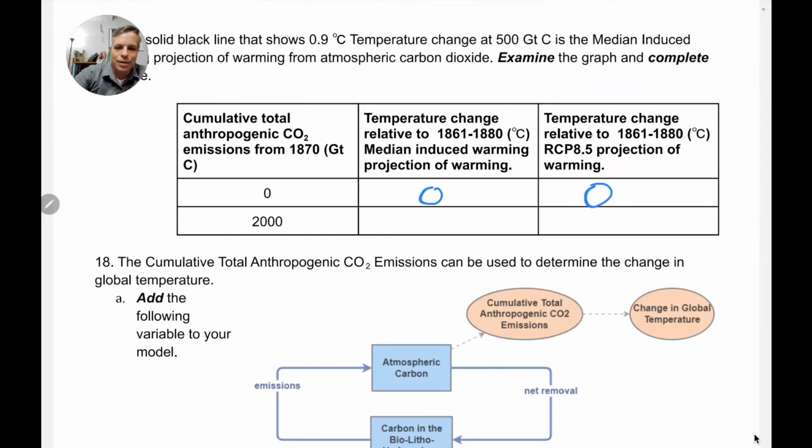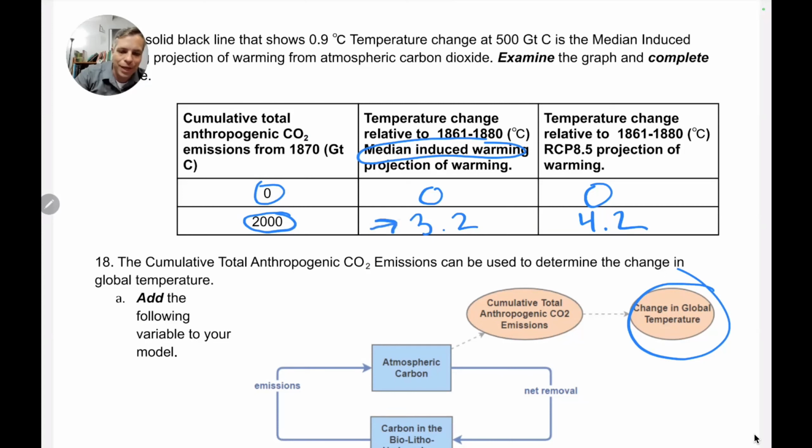So this is going to be 0 and 0. This is going to be 3.2 and 4.2. Then they're going to figure out, well, what would the temperature be? Well, if we're going by this median induced warming, they need to again operationalize. They need to come up with a formula for the change in temperature if the gigatons of anthropogenic carbon is 0 or if it is 2000. What would the temperature be?